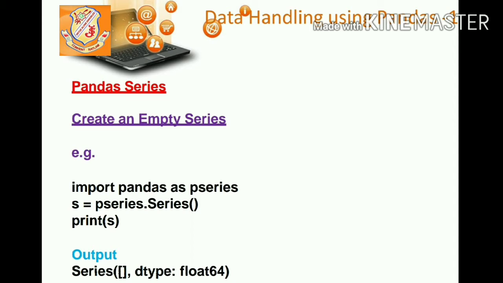For creating an empty series, first of all we have to import pandas. Here I am writing the command import pandas as pseries. Here pseries means we are actually creating an object. Now in the next line we are creating a series by using the Series constructor. Pseries is the name of the object for pandas, and by the Series constructor we are creating a series and saving it in variable s. print(s) is the command used to print the series and you can see the output. Nothing is displayed because we are creating an empty series. An empty series will give only the data type of the series, and by default the data type is float with 64 bit.